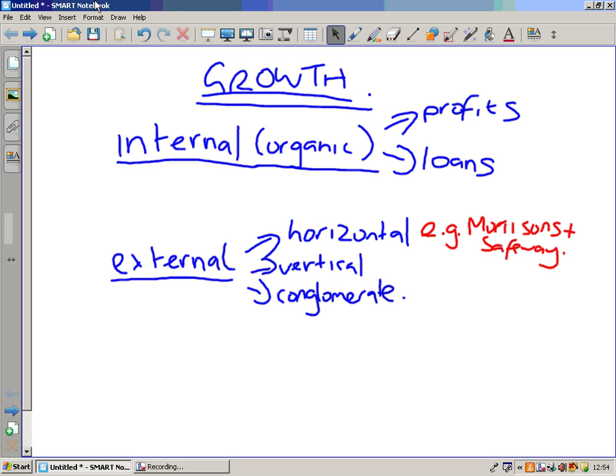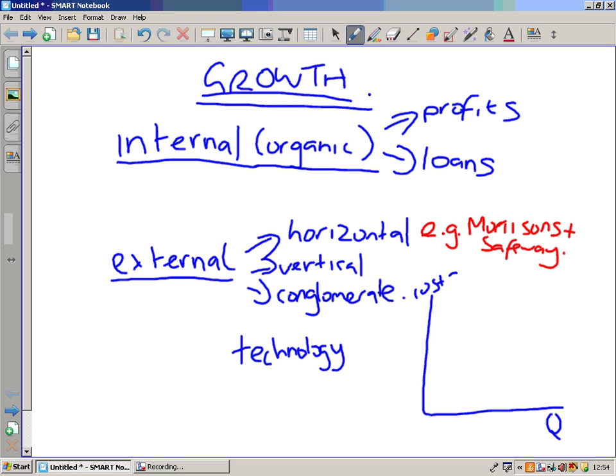Last thing I want to say on this presentation is the impact of technology. So, technological change in effect. What I'm going to draw is something that you will have seen from previous presentations. Let's imagine we have a business who are looking to be productively efficient.